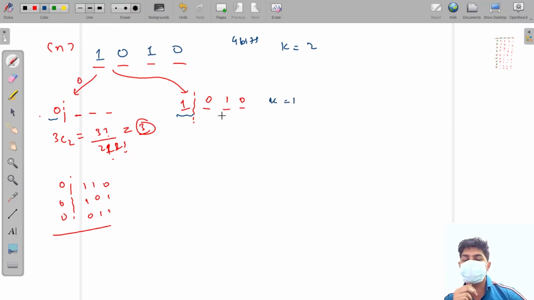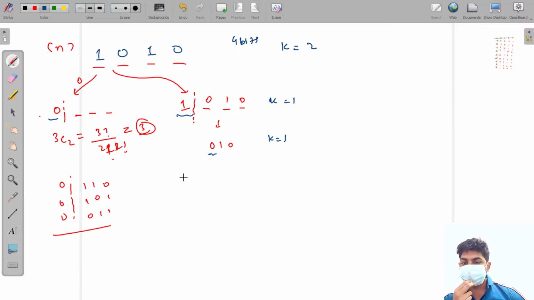So I am solving a smaller problem. Now my problem reduced to 010 with k equals to 1. So whatever will be the answer for this, the same answer will be for here also. Now let's see what we are having. We are having 0 at this particular position.